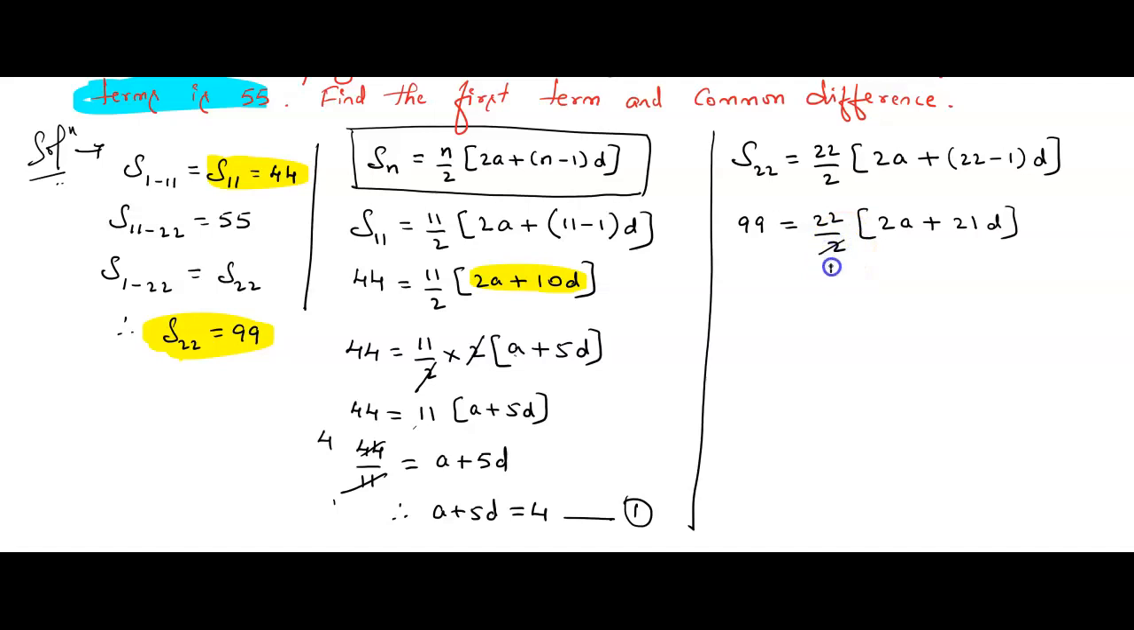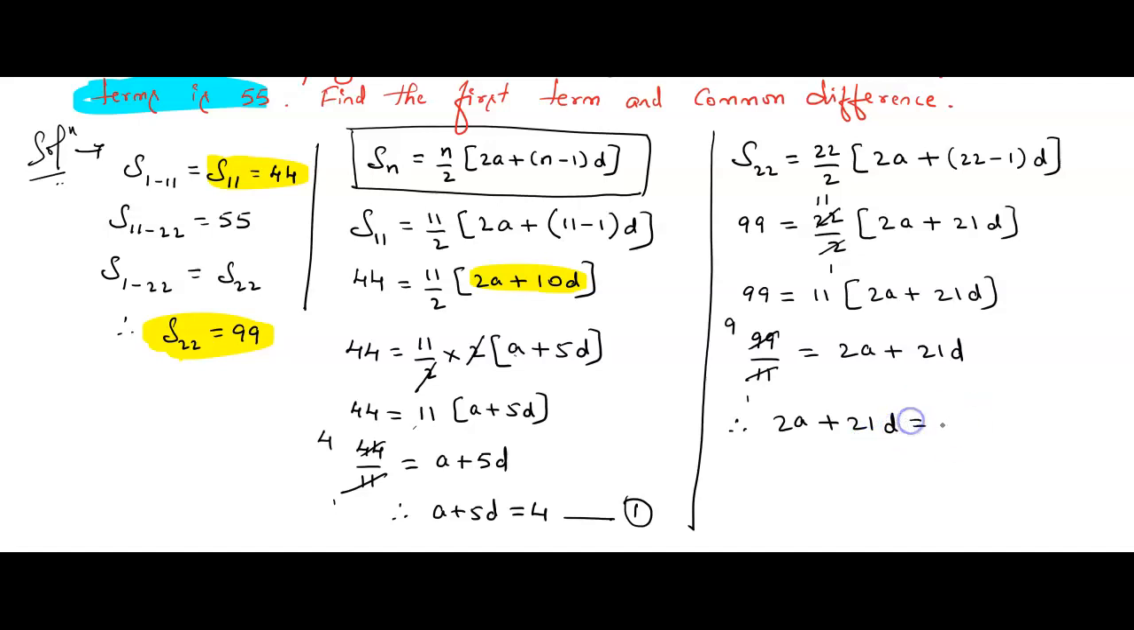Now we can see here 2 ones are 2, 2 11s are 22. Then what is left out? 99 is equal to 11 into 2a plus 21d. Shall we cross multiply 11 down? That is 99 by 11 is equal to 2a plus 21 into d. 11 ones are 11, 11 nines are 99. Therefore, we can write here 2a plus 21d is equal to 9.